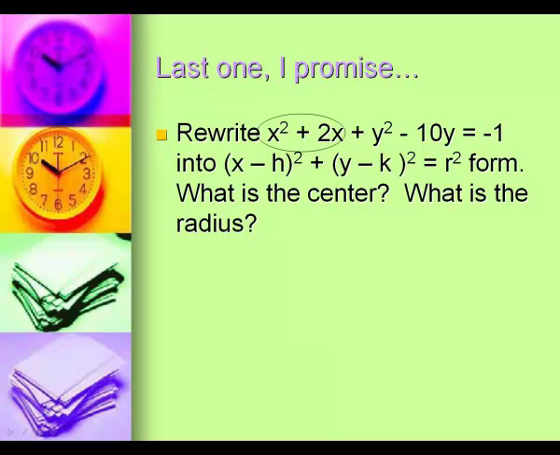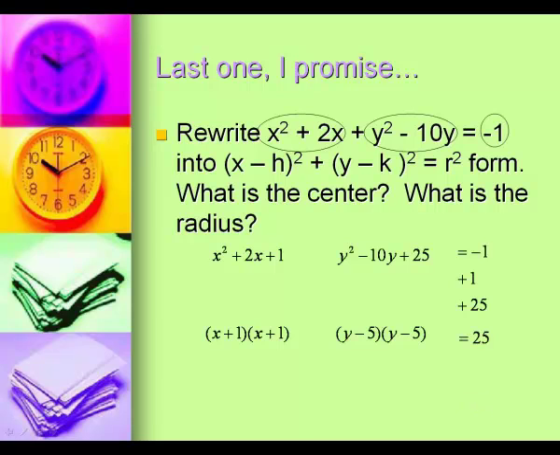Focus first on the x part, x squared plus 2x. We want to take half of 2, which is 1, square that, which is 1, and we're going to add this in to complete the trinomial, x squared plus 2x plus 1. Focus on the y part. Take half of -10, which is -5, square that, which is 25, and add this in to complete the trinomial. Originally on the right side of the equals we had a -1. We're going to add to it +1 and +25, giving us an answer of 25.